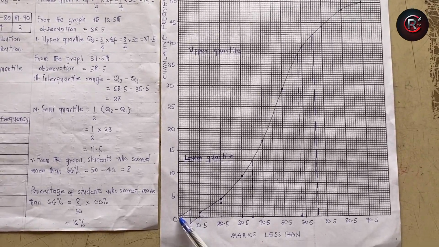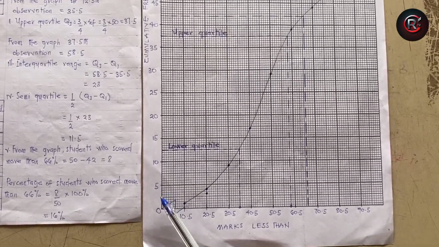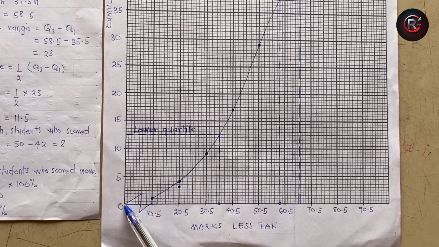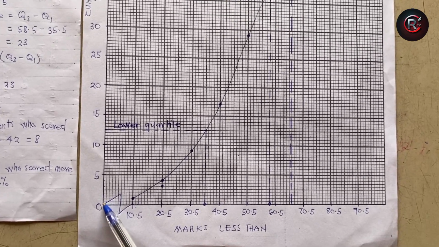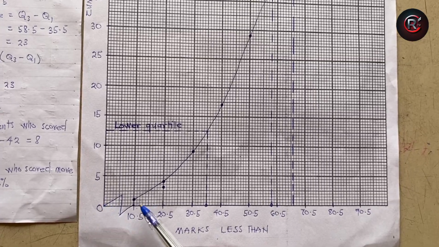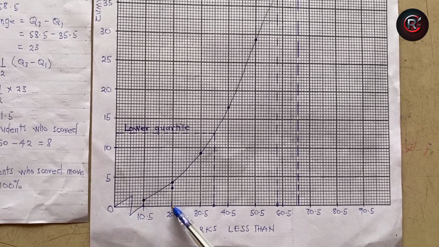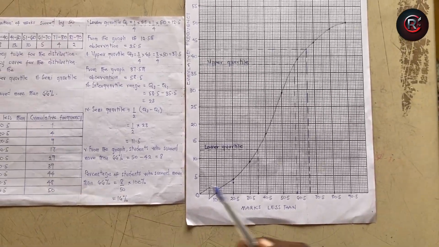So we must learn how to read the intervals within our graph. Here, each mark will be 0.5, so we are looking for 1. Each 2 bars will give us 1. So this is 0, and 1 will be here. So we have 10.5, 1 will be here. Then we mark it. At 20.5, our cumulative frequency is 4.